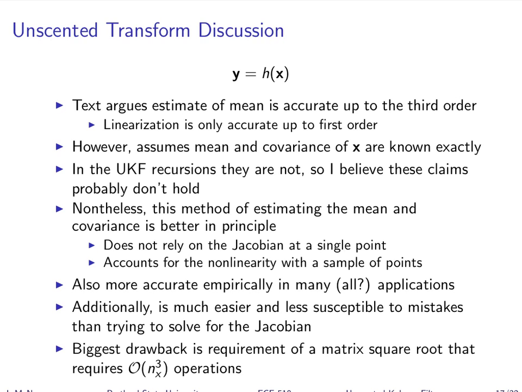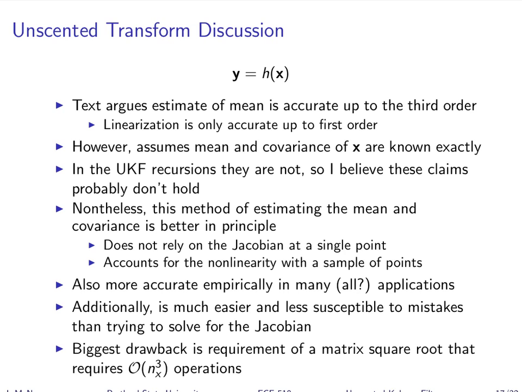I mentioned I had one small gripe with the text. I think overall it does a great job explaining how these transformations work. It may not explain why they were called unscented, but it at least explains how they work quite well. And I think it gives a really nice treatment of the Unscented Kalman filter with some really good examples that complement what I'm doing here.